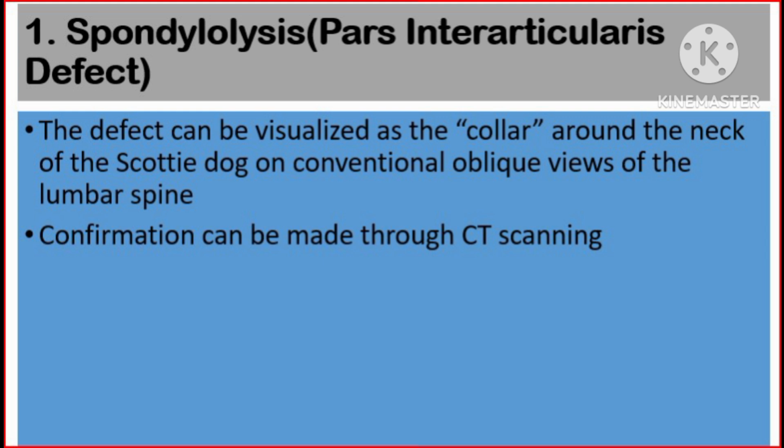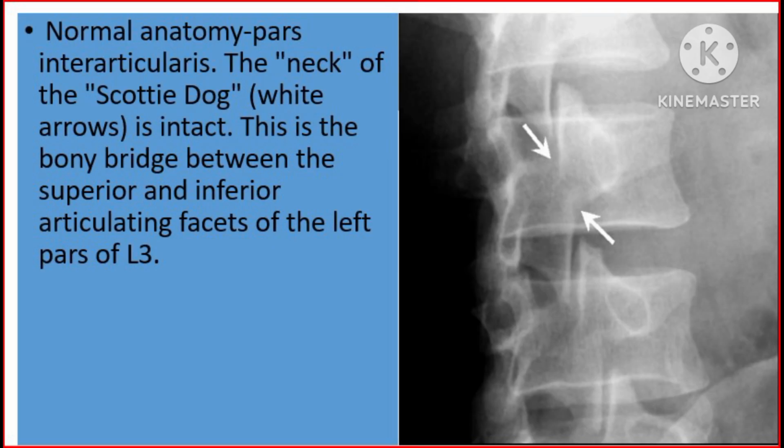The defect can be visualized as the collar around the neck of the Scotty dog on conventional oblique views of the lumbar spine. Confirmation can be made through CT scanning. This X-ray shows normal anatomy of the pars interarticularis. The neck of the Scotty dog, white arrows, is intact. This is the bony bridge between the superior and inferior articulating facets of the left pars of lumbar 3 vertebra.